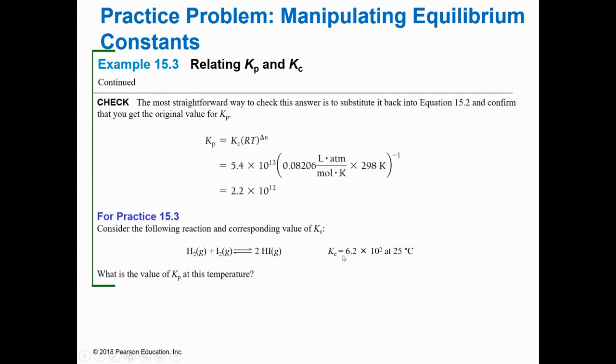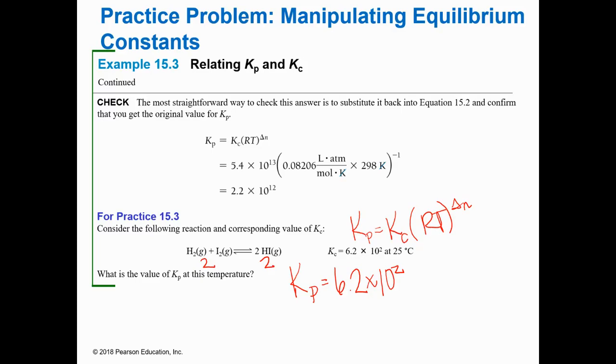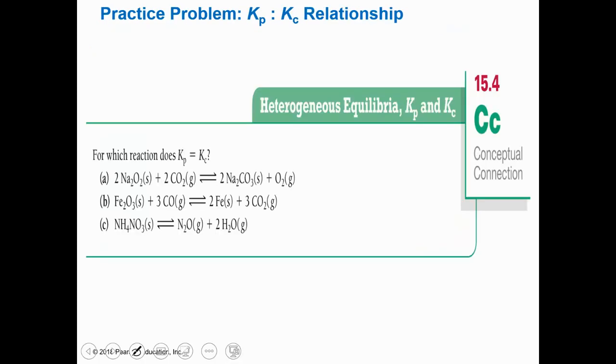Let's do one more just so you can see. So this one's a little different. I've got Kp equals Kc RT delta N. Don't forget, RT is in parentheses. And always do your delta N first. This is 2, this is 2. Once you see that they're the same, that means Kp is equal to Kc, because anything to the 0 power is 1. So this one, I don't even have to do the calculation. All I have to do is rewrite it. I know that it's the same.